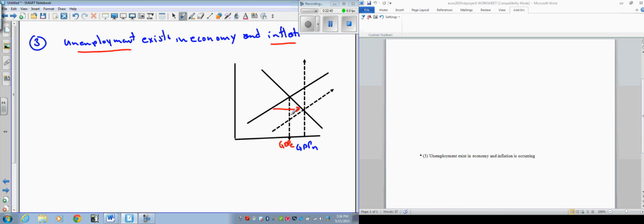And notice what that's going to do. It's going to make this price level go down, and we're going to have inflation being controlled in this process. So this is SRAS, AD, and this is my new SRAS. So as before, I'm going to say, what did I do? I move SRAS right.